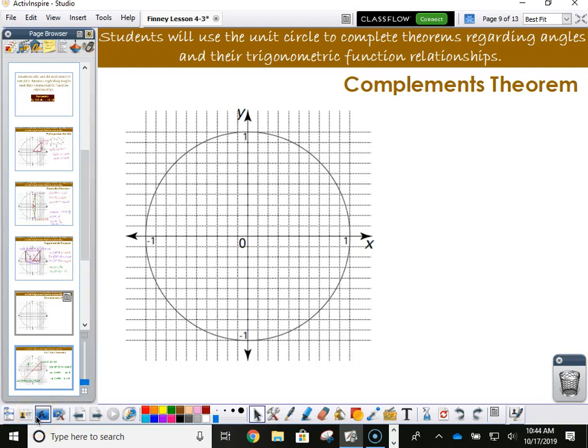Okay, so we talked about supplementary angles. We said supplementary angles are two angles that add up to be 180 degrees. So what is true about complementary angles? Right, complementary angles add up to be 90 degrees.